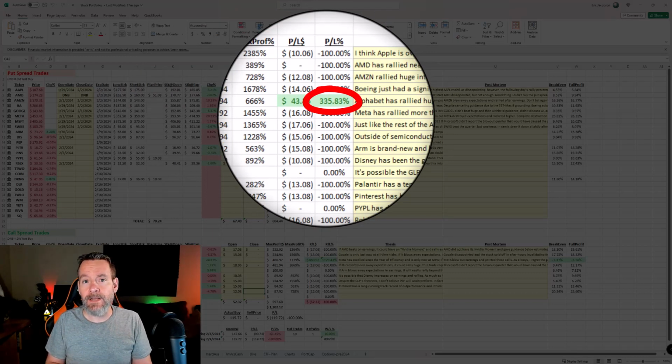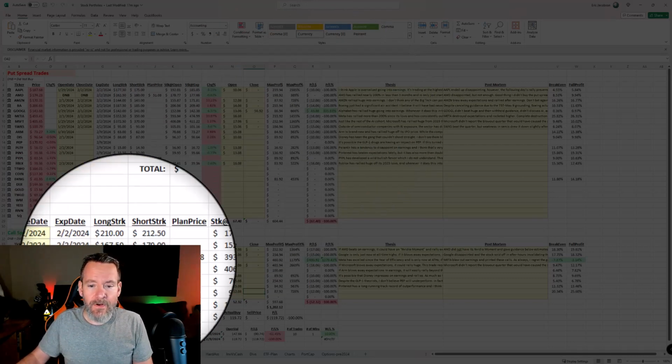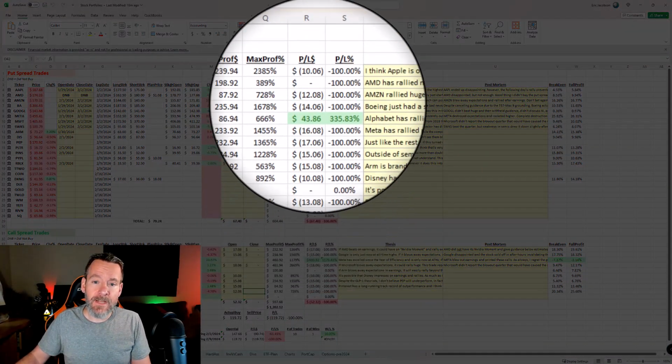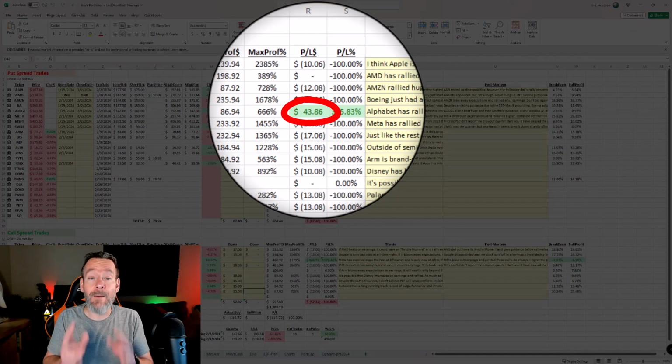In other words, I made a gain of 335.83% on this trade. However, I also bought the call spreads, and what I did was plan for an extreme move in either direction. Now, if Alphabet hadn't moved as much as it had, both of these option spreads would have expired worthless. But because Alphabet sold off so much, the profit I made off of the put spreads doubled what it cost for both the call option spreads and the put spreads. In other words, I doubled my money, even though half of the trade expired worthless.